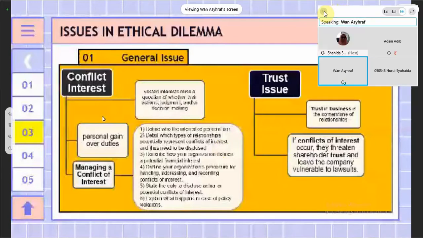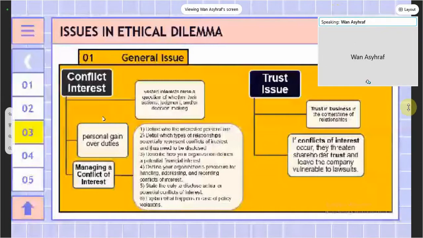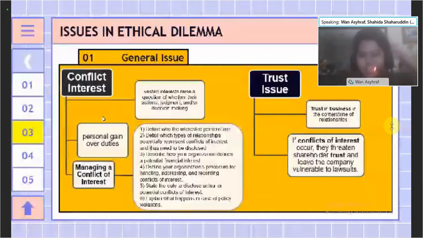Trust in business is the cornerstone of relationships. If a conflict of interest occurs, they threaten shareholder trust and leave the company vulnerable to lawsuits.